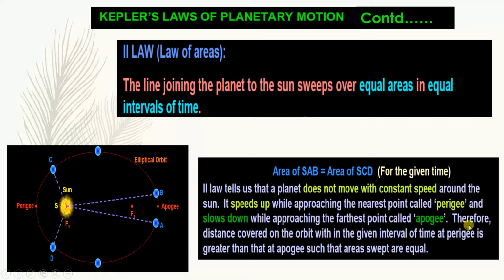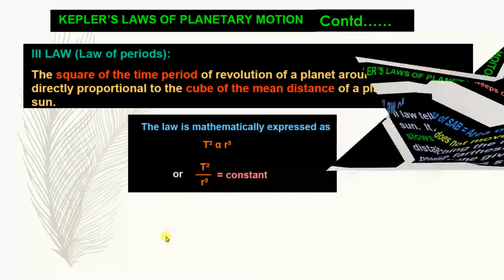Okay? Therefore, the distance covered on the orbit within the given interval of time at perigee is greater. Distance covered will be greater at perigee than at the apogee for the equal area swept. Okay? Area will be equal, but the distance covered by the planet will be different because here the planet is at far points. Okay? Just try to understand this law. Now next, Kepler's third law.